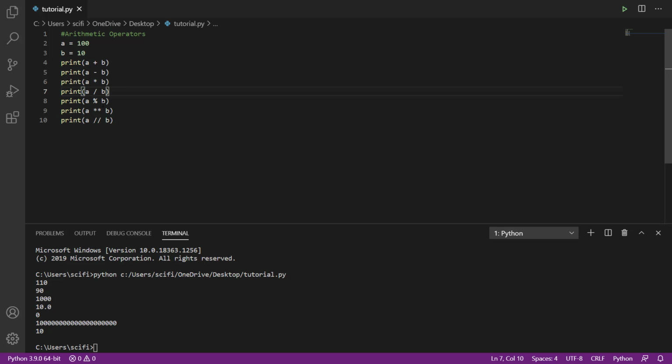And then a modulus b, that is 0, because when 100 is divided by 10, it gives no remainder. That's why the modulus is 0. Then a exponentiation b, that means 100 raised to the power 10, gives this long value. And then a floor division b gives 10. So these are the different arithmetic operators that we have applied on the 2 variables a and b with numerical values 100 and 10.